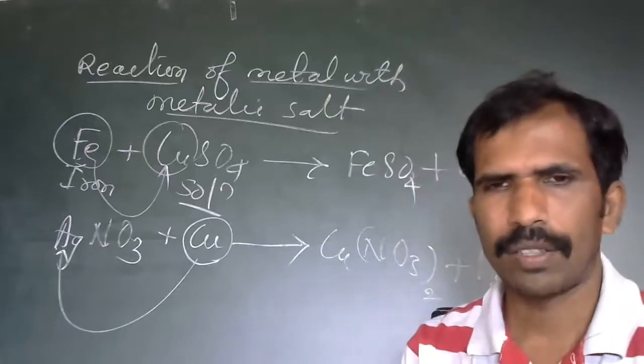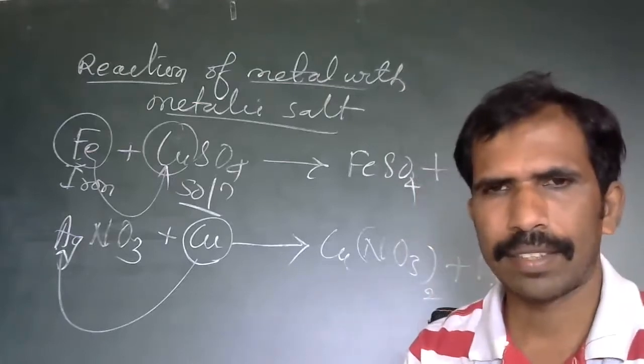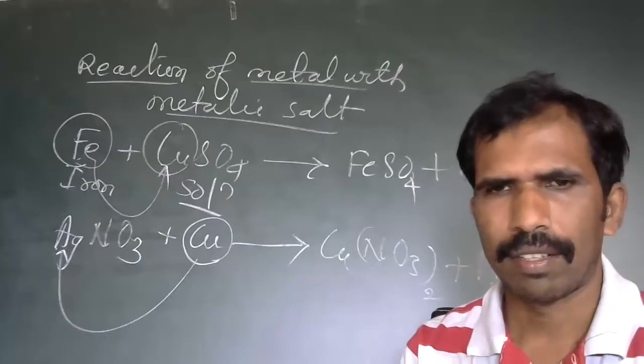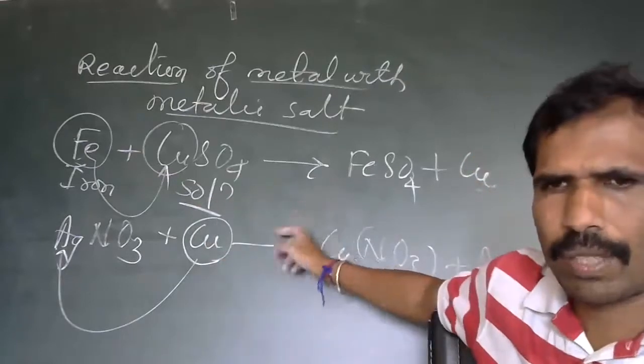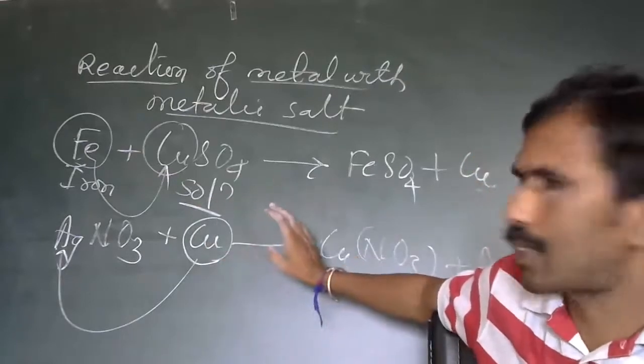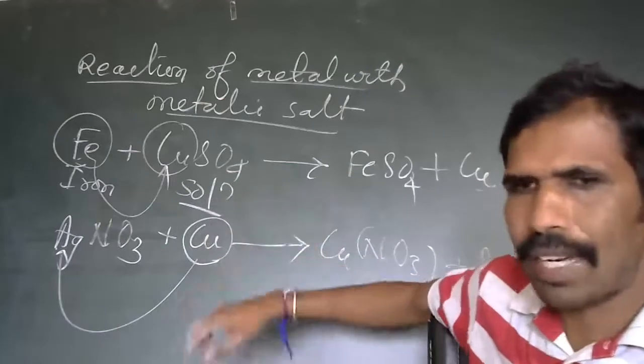So this is how metal reacts with acid, and metal reacts with another metallic salt or ionic compound. This is the displacement reaction. I told you, I have to remember the activity series to write this. Some of the reactions will never happen.